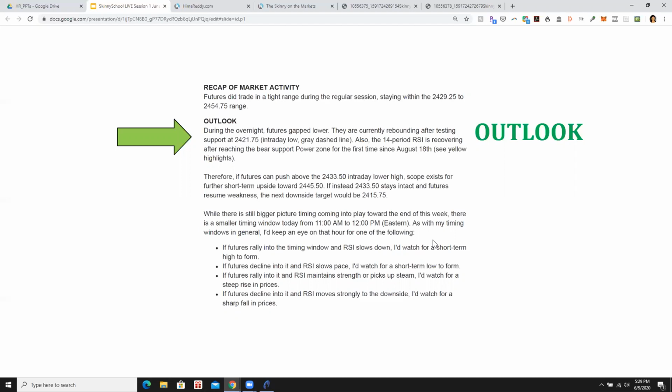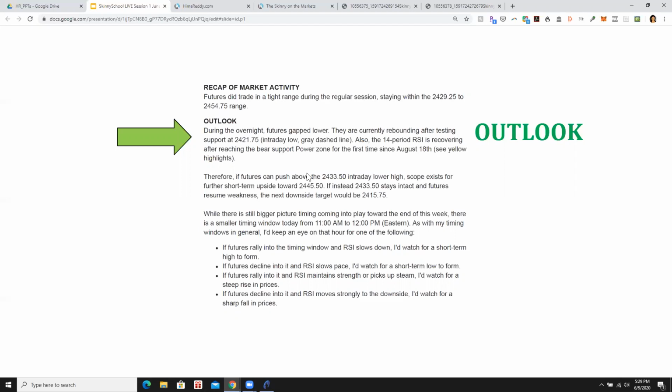So how do I do that? How do I prepare you for both sides? First, I write what I think is going to happen, okay? And usually that starts with some sort of reference to what happened. And this term, during the overnight, you will see very, very often at the beginning of the outlook. So what does that mean?